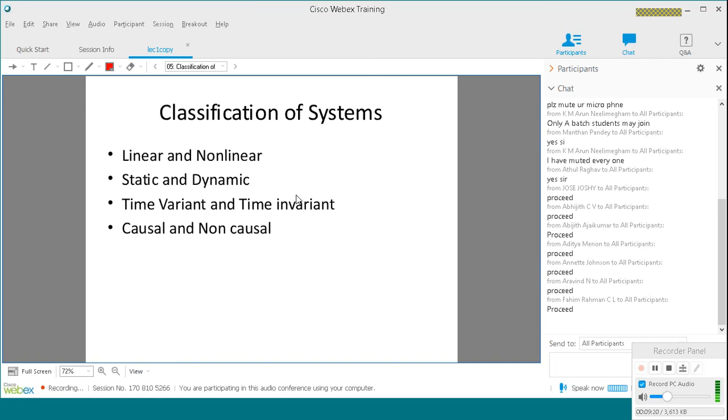Second classification is simple but straightforward: static and dynamic system. The resistor is an example of a static system. Examples of a dynamic system are RL, RLC, or RC.